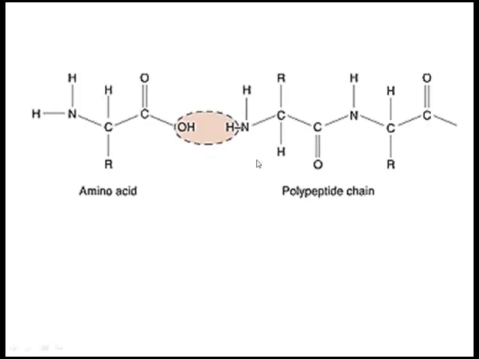So here you can see the peptide linkage. This is an amino acid, and there is another amino acid, the next amino acid, and the whole is the polypeptide chain. Here the linkage is formed between the carboxyl group of one amino acid and the amino group of the next amino acid.